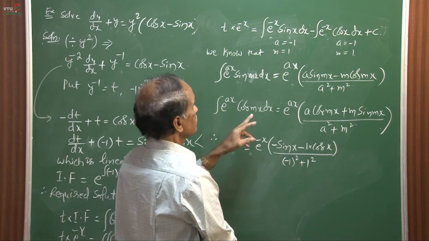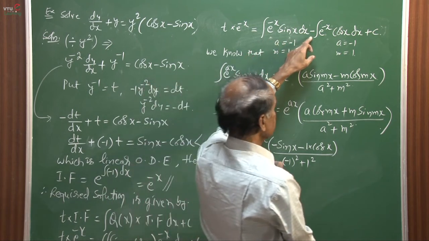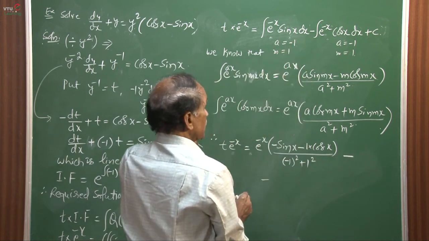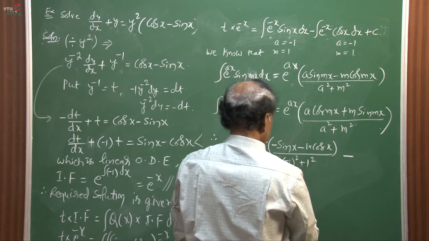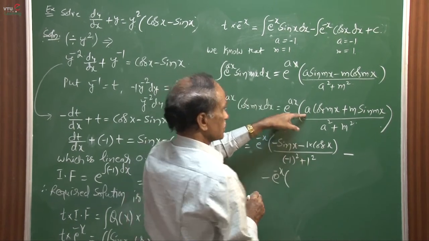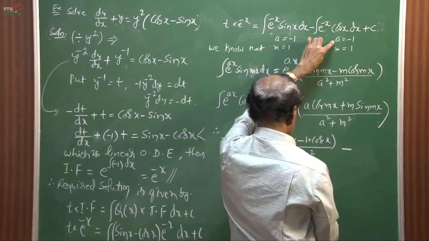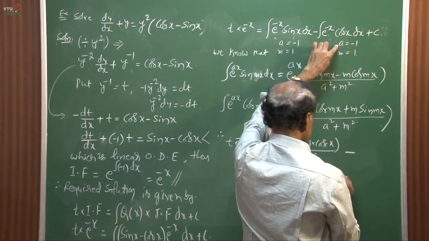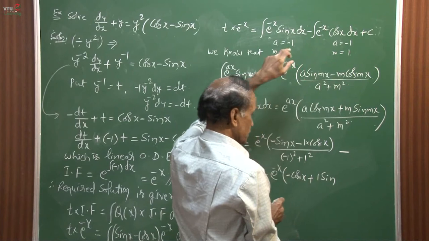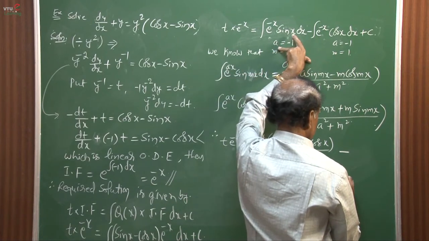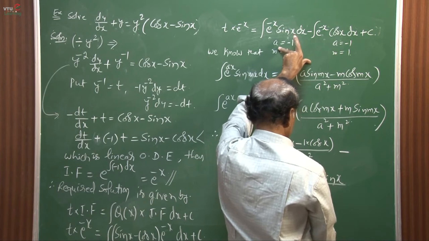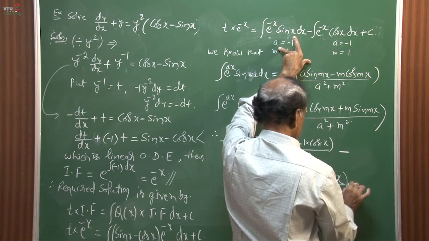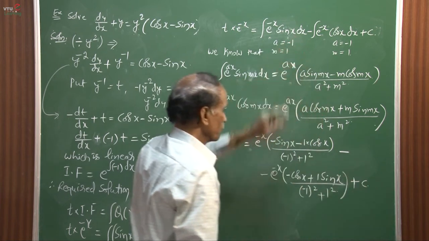This is for the first integration here, and for the second integration the minus sign is there, so you put the minus sign, and the same type, e to the power minus x and then a cos mx, here also a is minus 1, minus 1 cos x plus 1 sin x, because m sin mx is there, and whole divided by minus 1 whole square plus 1 square, and plus constant, correct, verify.